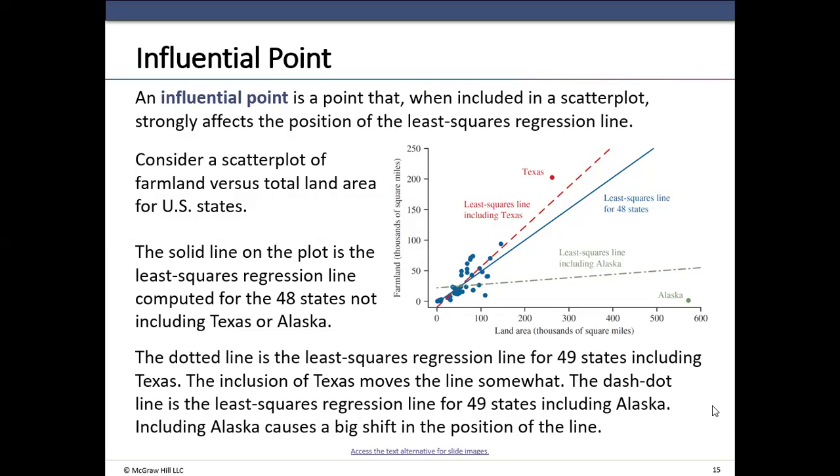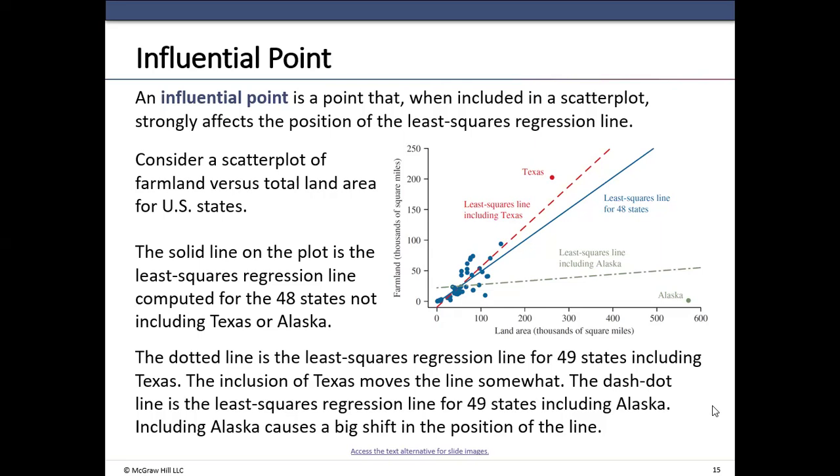Texas is given by the red point and Alaska is on the bottom right, extreme right, but it has got a large land area, but very little of it is farmable. So its Y value is really low. For Texas, the X value is in the middle, the Y value is very high. So forget Texas and Alaska, these are influential points.